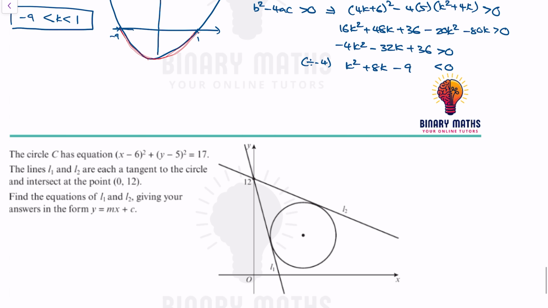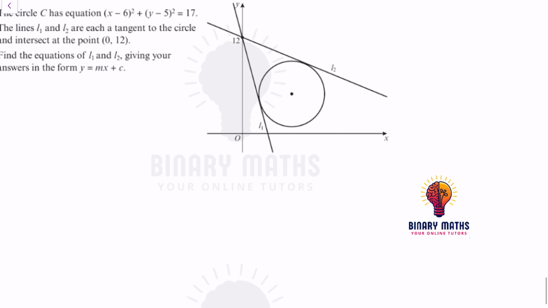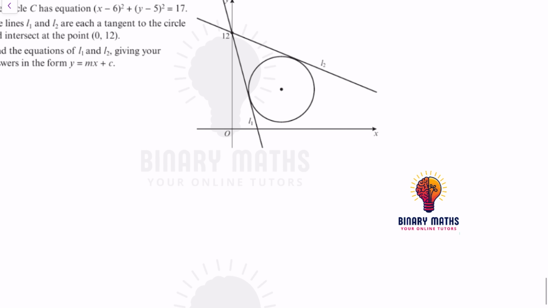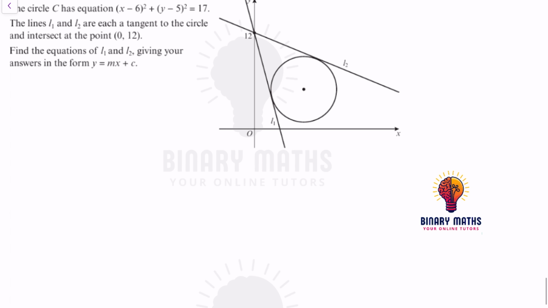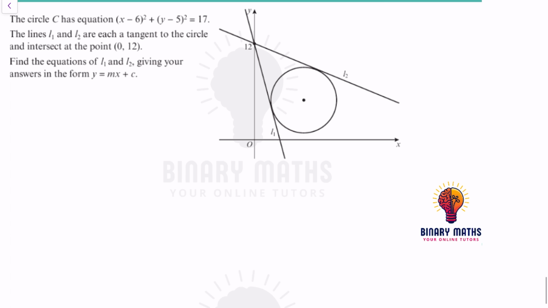And my last example is here. The circle C has equation x minus 6 squared plus y minus 5 squared is equal to 17. The lines L1 and L2 are each tangent to the circle and intersect at the point 0, 12. Find the equations of L1 and L2, giving your answer in the form y equals mx plus c. Now, because these tangents go through 12, they have the form y equals mx plus 12. Both of them y equals mx plus 12.